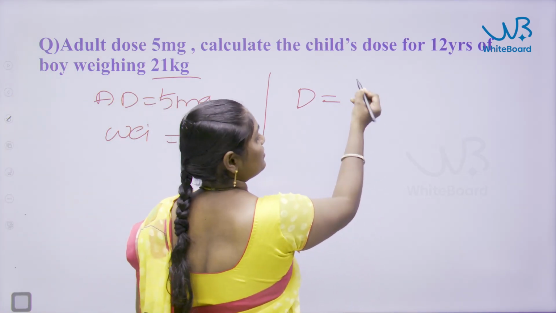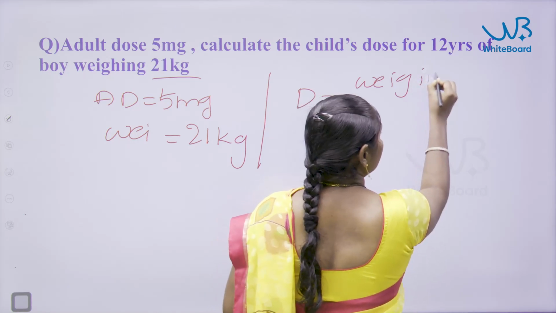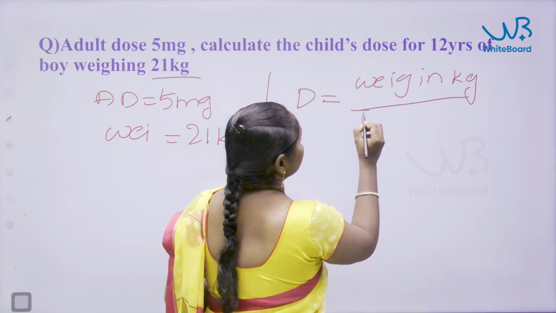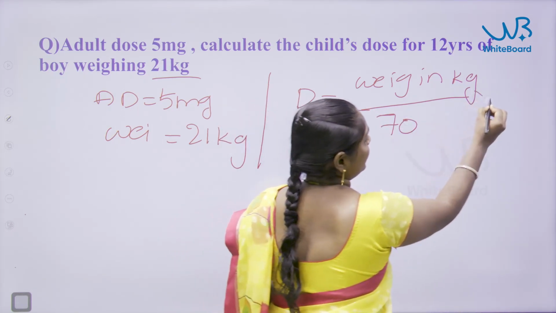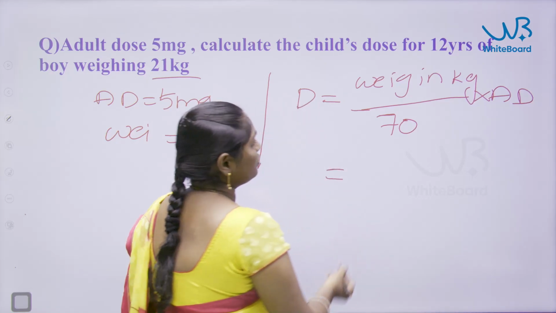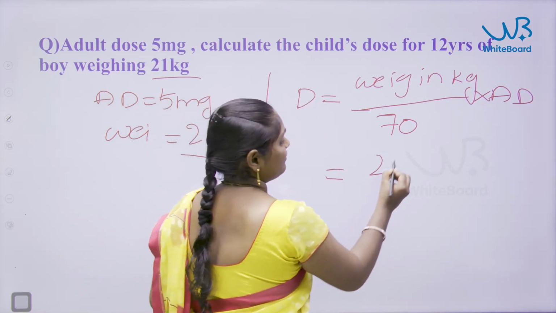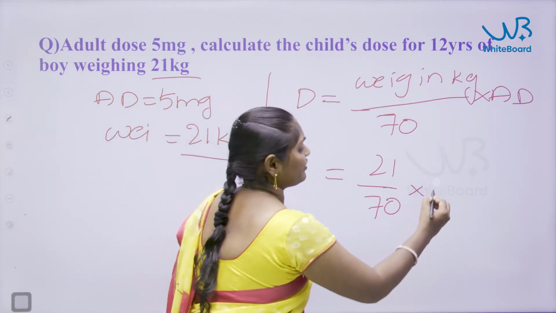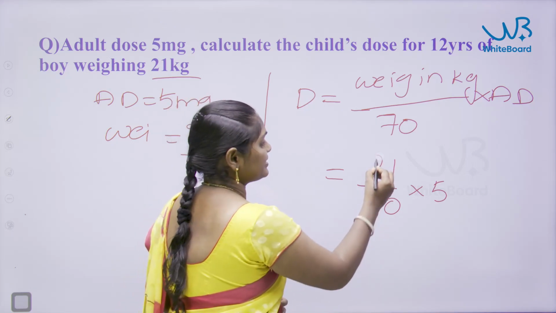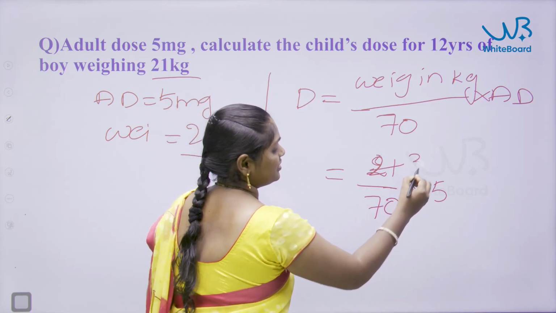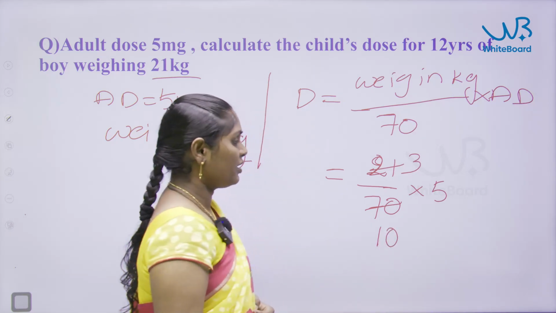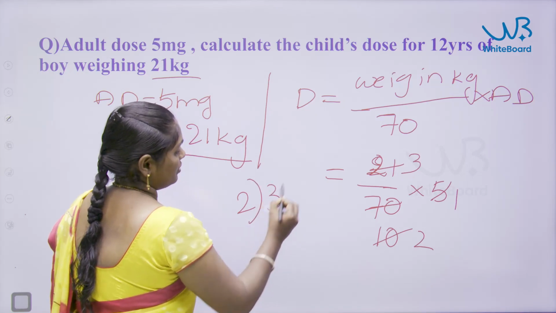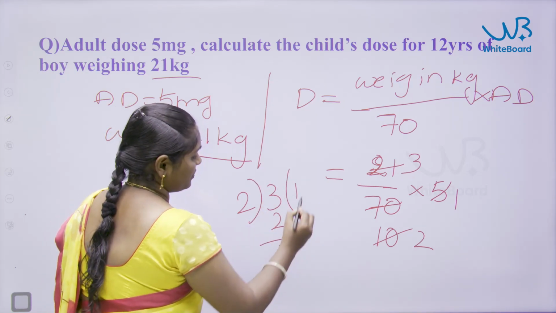So what is the formula that I need to use here? Weight in kgs by 70, into the adult dose. The weight in kgs is 21, and the formula already has 70. What is the adult dose that they gave? 5. Okay. So in simple terms it is cut in the 7 table: 7 threes are 21, 5 ones are 5, 5 twos are 10.